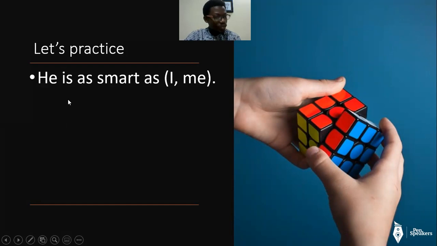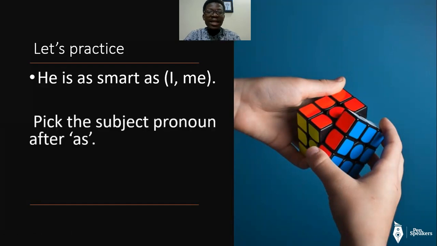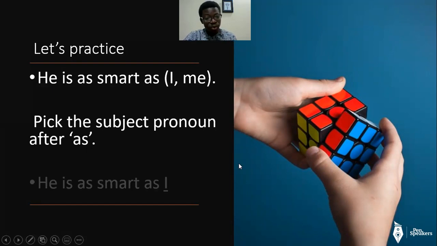All right, so I just need to put that out there. So he is as smart as I, me. Remember, we're going for what? The subject pronoun after the word as. Therefore, the answer is what? He is as smart as I. It doesn't sound correct, right? He's as smart as I. I'm sure that by now you probably were used to saying he's as smart as me. It makes sense that way, right?